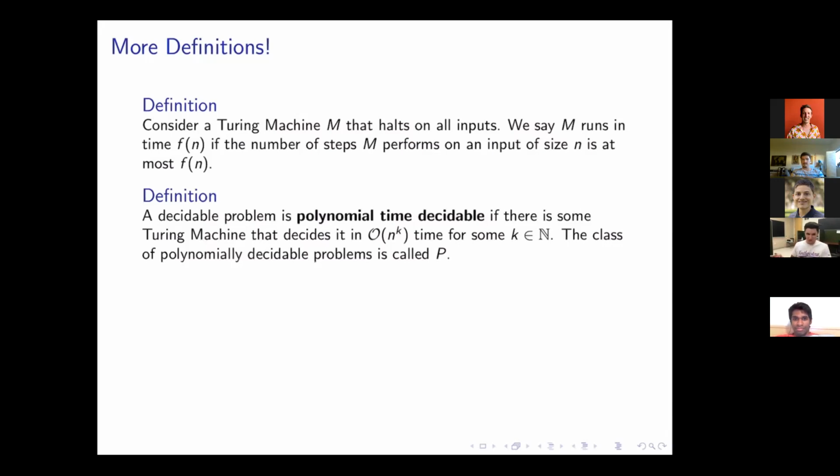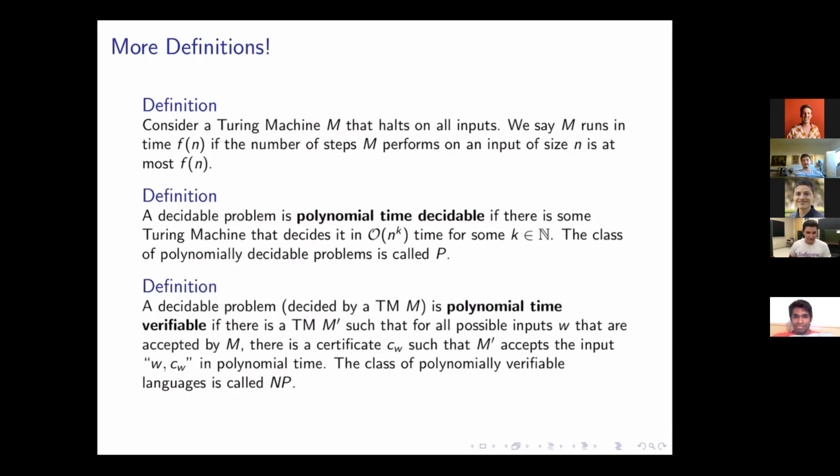A good example of a thing that's decidable in polynomial time is, say, is this number prime? You can just iterate over all of the numbers smaller than it and divide them in constant time and check if any of them are factors. If they are, you output no, and if none of them are factors, you output yes. You can do this in linear time. So this would be an example of a polynomial time algorithm, and the class of such problems is the thing that we call P.